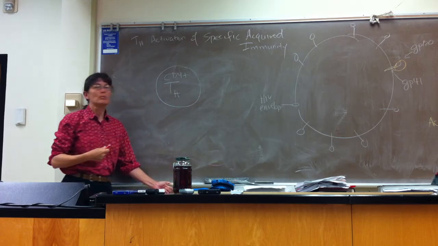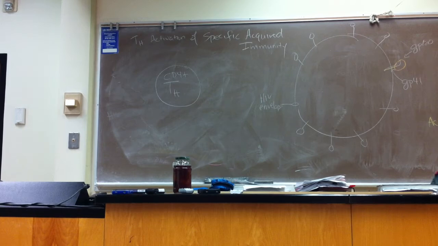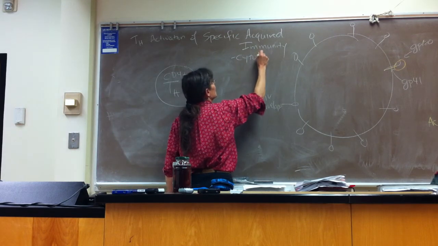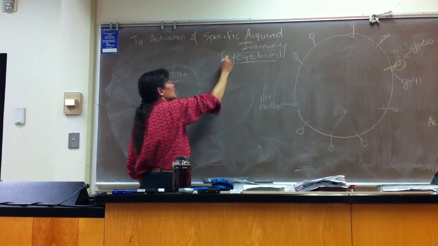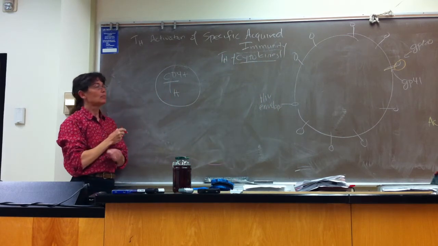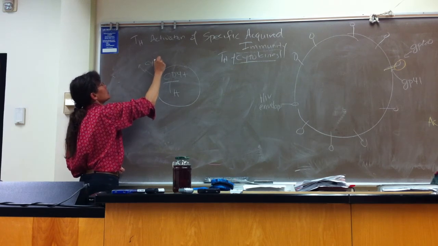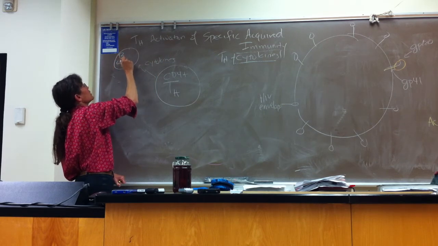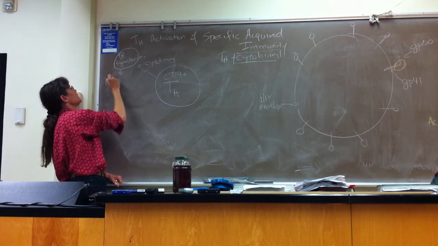The reason these T helpers are so crucial is that they're going to produce chemical messengers that help activate many other cells involved in specific acquired immunity. So these chemical messengers we'll call cytokines. I'm just going to give it a generic meaning of T helper cytokines. As an example, T helper cytokines are crucial for helping to activate B lymphocytes. And we're going to discover that B lymphocytes are the cells that make our antibodies.